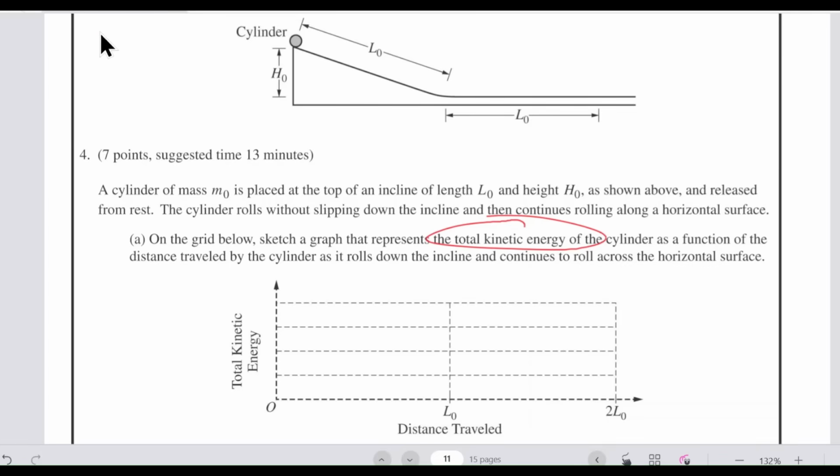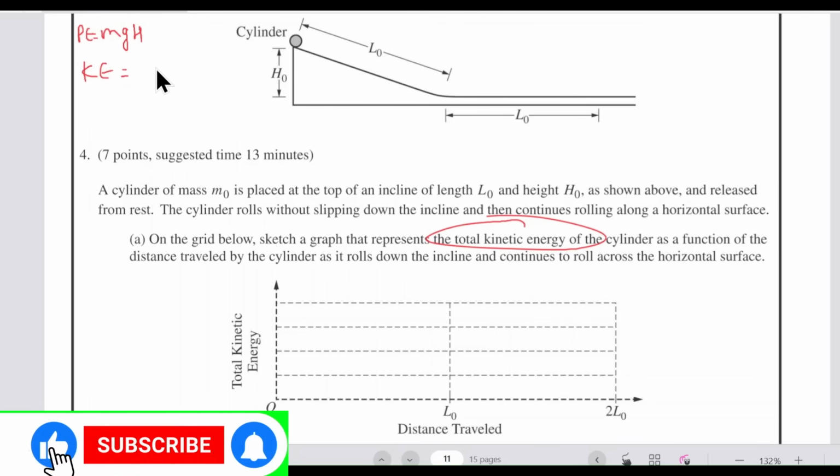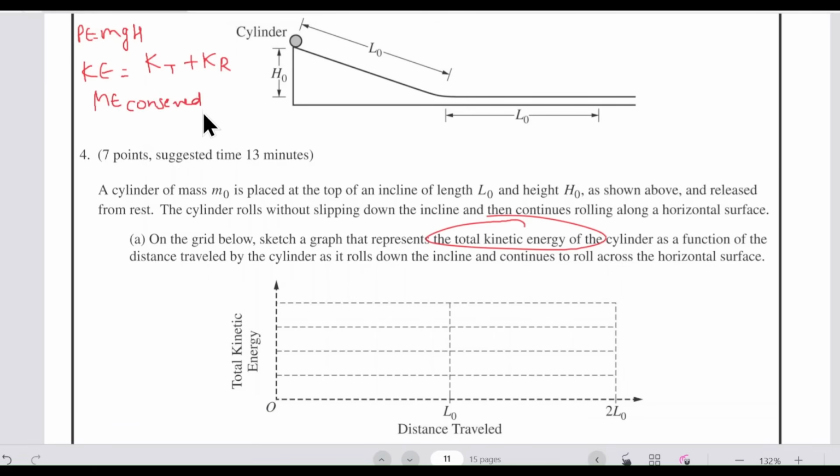One is the gravitational potential energy, which is mgh. Actually, it's only two: one is the potential, and the other is the kinetic, which is translational kinetic energy and rotational kinetic energy. And we know that the mechanical energy is conserved. Although there is friction, because there is no slipping, friction doesn't do any work in the case of pure rolling. We should know that.